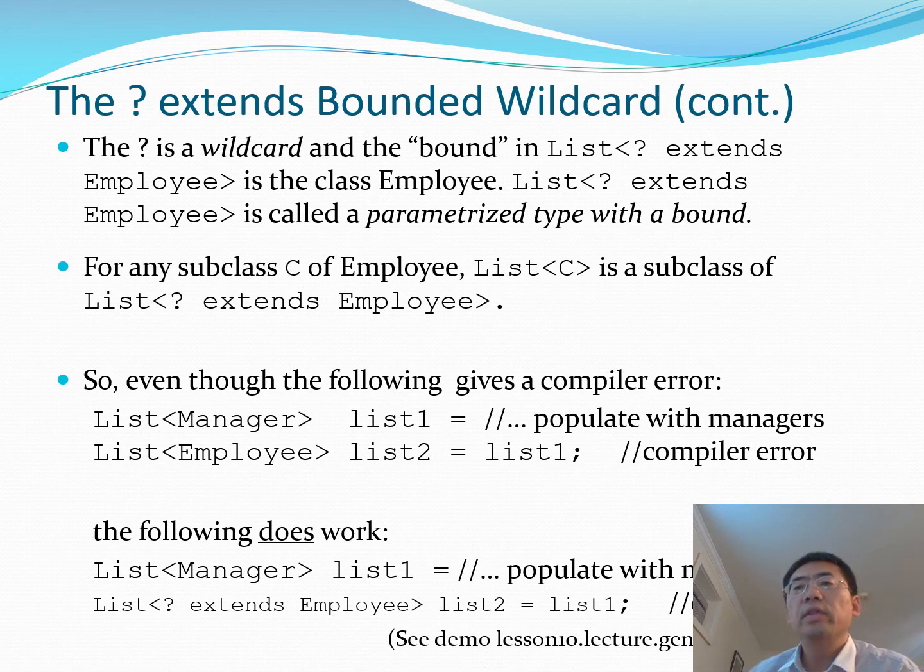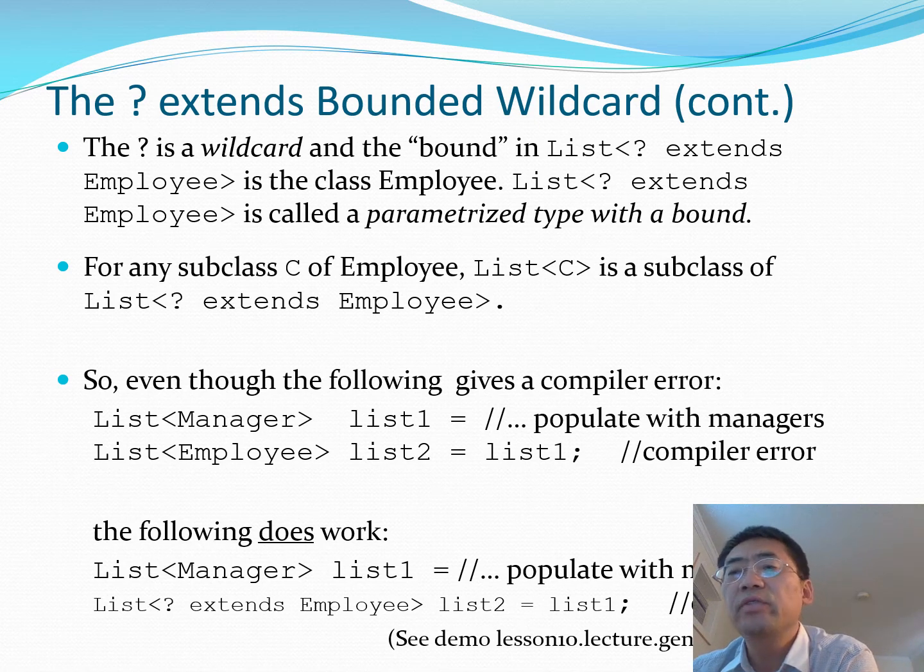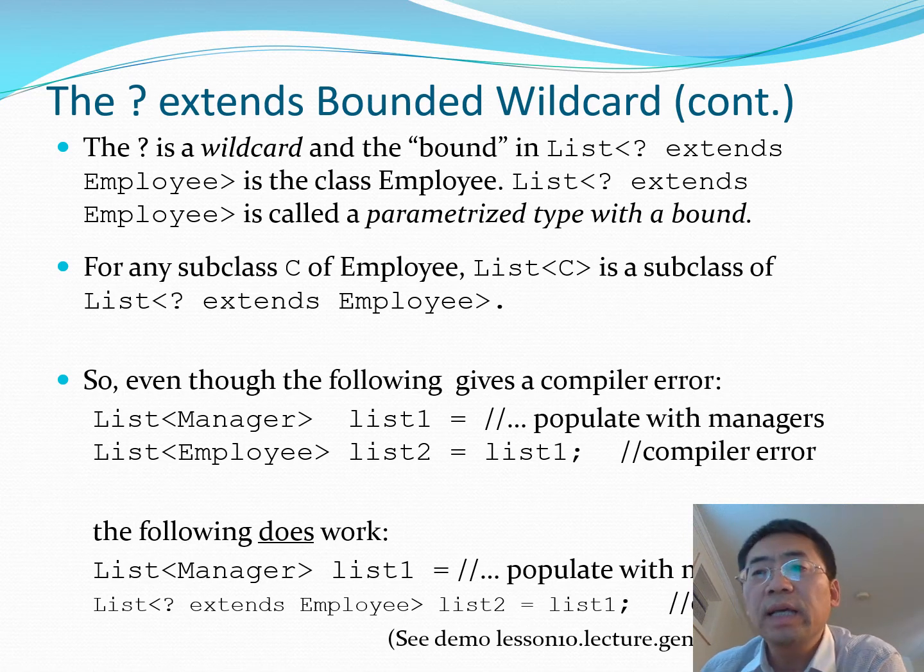So with this in mind, let's see list 1 as a list of manager and list 2 as a list of employee. So obviously we cannot assign list 1 to variable list 2. The compiler doesn't like it for the reason we just talked about. But if we change the list of employee to a list of wildcard extends employee, we are allowed to assign list 1 to variable list 2.